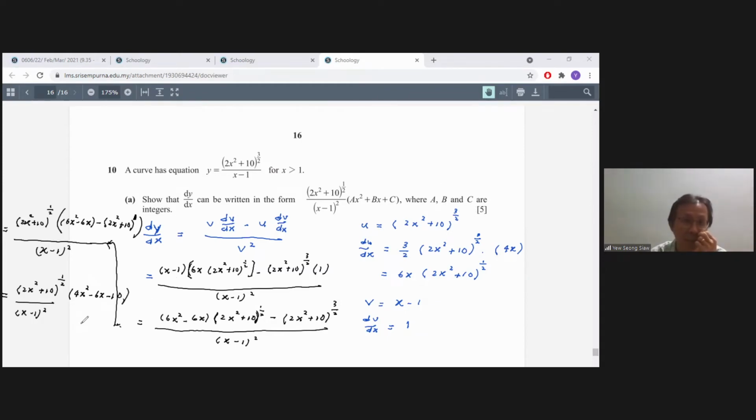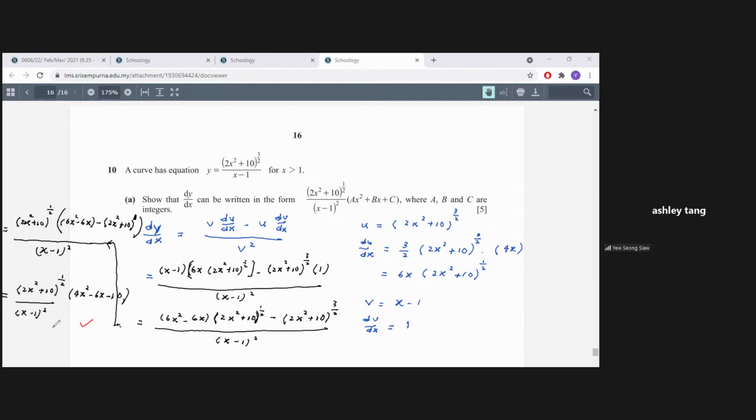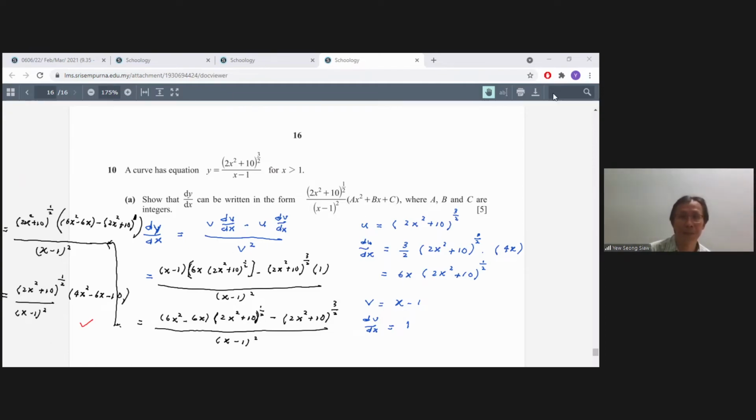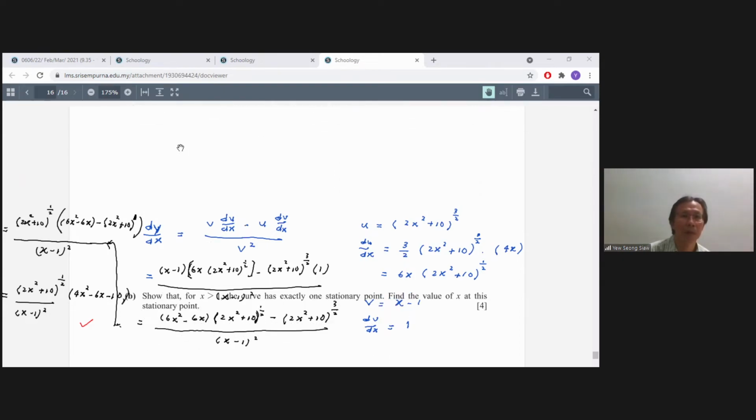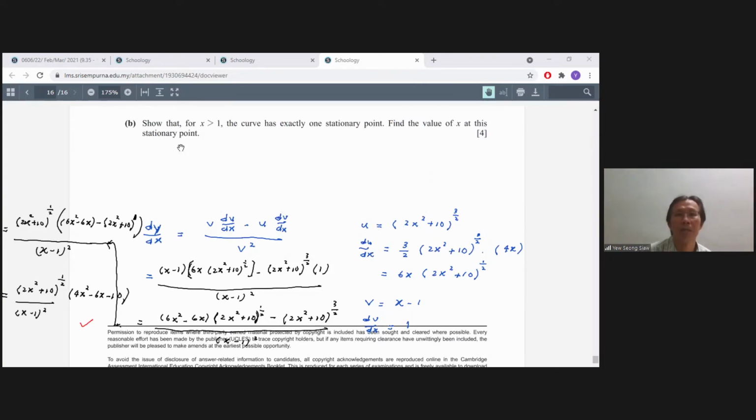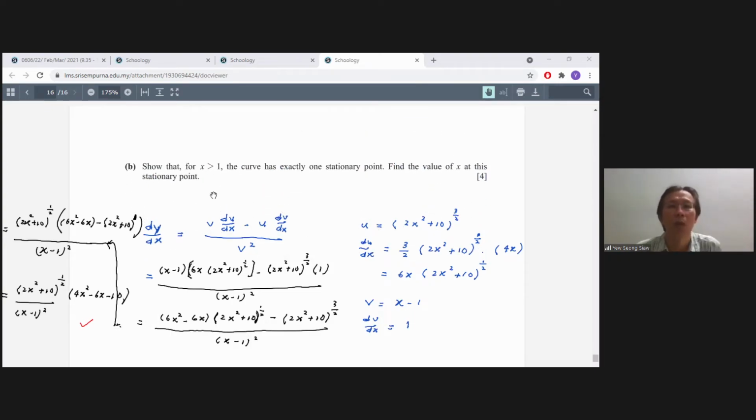Okay, Ashley. So continue from A, then the second part is B. Show that when x more than 1, the curve has exactly one stationary point. So here talking about stationary point. Ashley, continue. Here talking about stationary point, and you show there is exactly one, only one stationary point.